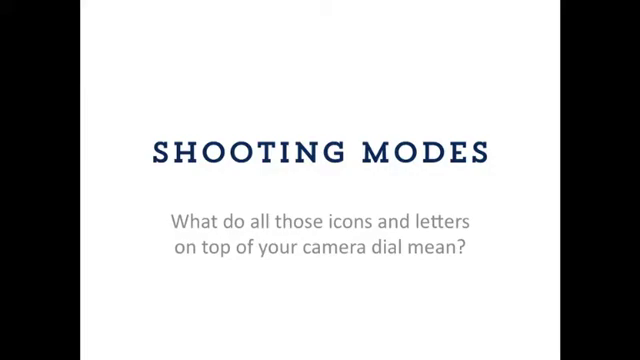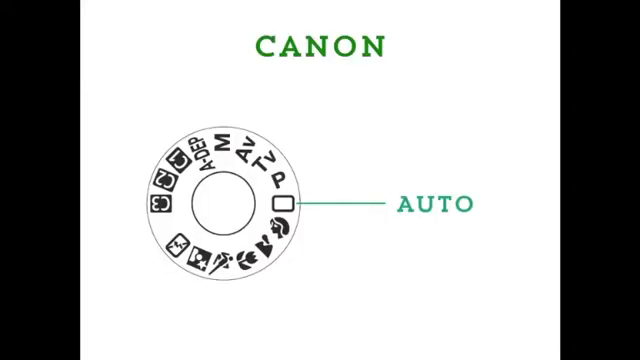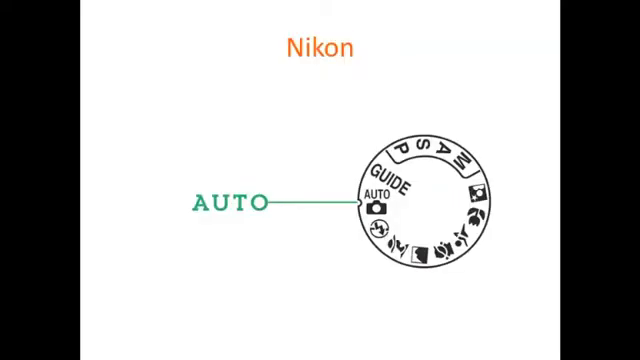So whichever camera family you belong to, you should be able to follow along. Your dial might be slightly different depending on if you have a higher end or a lower end camera within those brands, but they're pretty much the same. We'll start off with the most basic of settings, which is what your camera comes on, and that is the auto setting. For Canon, that is a little green rectangle. For Nikon, that's an icon of the camera with auto above it, so it's pretty self-explanatory.